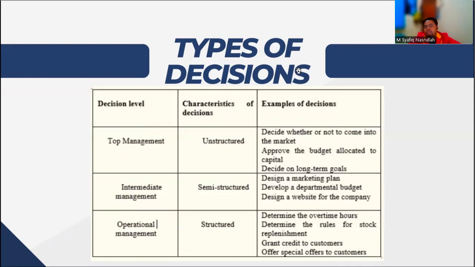And the last one is operational management. The characteristic of their decisions is structured. That means operational management always has structured decisions. Examples of structured decisions are determining overtime hours, determining the rules for stock replacement, granting credit to customers, and offering special offers to customers. The examples of operational management decisions do not really have a bigger impact than decisions at other levels, like top management and intermediate management.